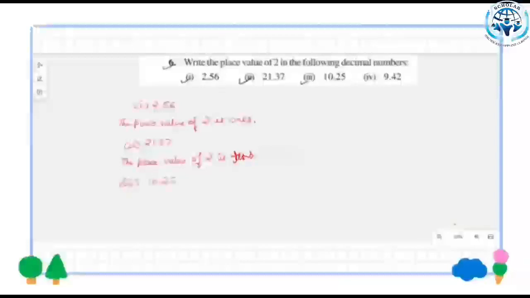In 10.25, the place value of 2 is tenths. Tenths. That means in the expanded form, we write 2 into 1 upon 10. In the fourth one, after tenths, it is hundredths. We multiply 2 into 1 upon 100. After decimal, the first place is tenths, second place is hundredths.